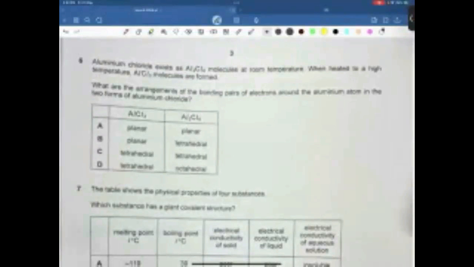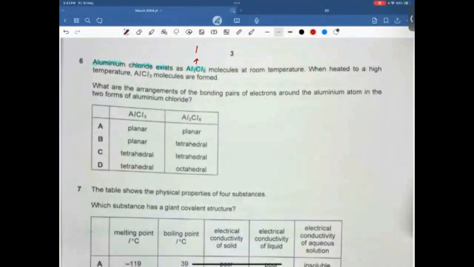All right, question number 6. Aluminum chloride exists as Al2Cl6. This Al2Cl6 is also called a dimer. Dimer is when 2 molecules combine together. When 3 molecules combine together it is going to be a trimer. When many molecules combine together it is going to be a polymer, okay?